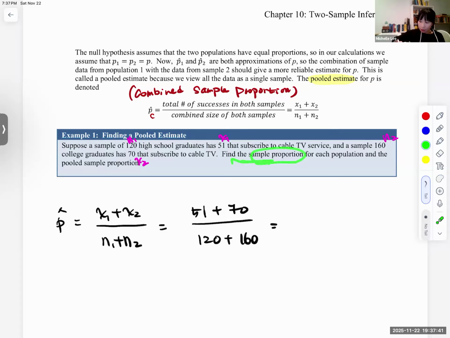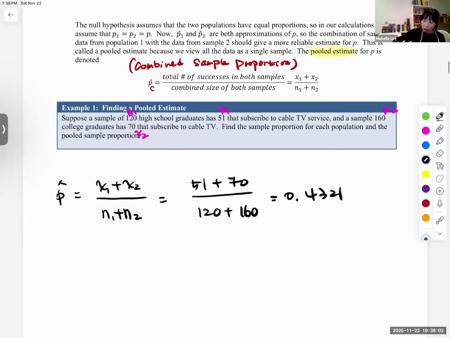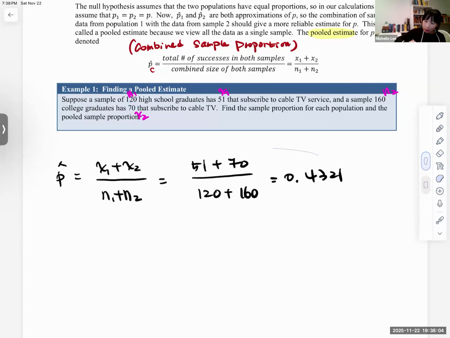Find the sample proportion for each population, right? Yeah, then pool the sample proportion. Okay, so I'm just using the pooled estimate. It's okay, we can do them separately too. All right, so it's 0.4321. Okay, then what do you get?